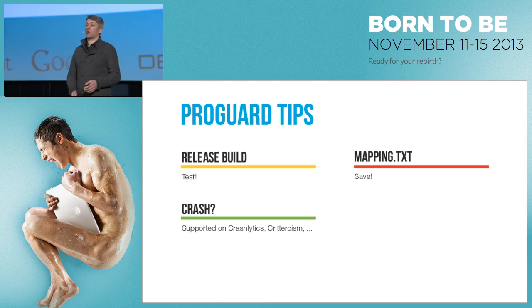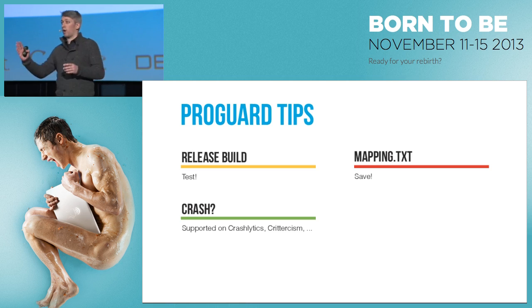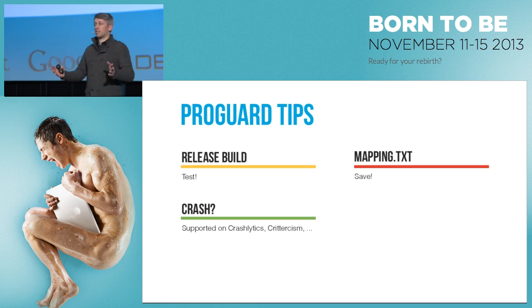The second tip is, each time ProGuard runs, it will generate a file with these mappings. So you saw in the example how it went from readable code to obfuscated code. Of course, that presents you with the problem that if you get a stack trace or so for an application that's been obfuscated, well, how can you go about it? So always, always, always save your mapping file.